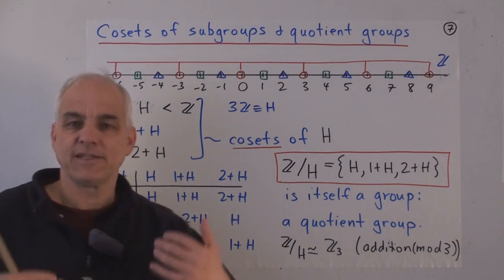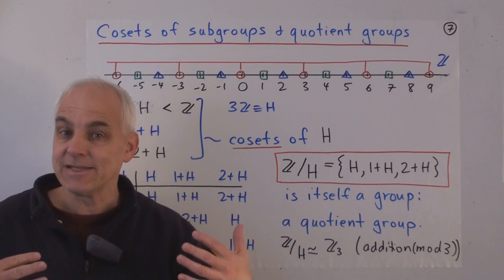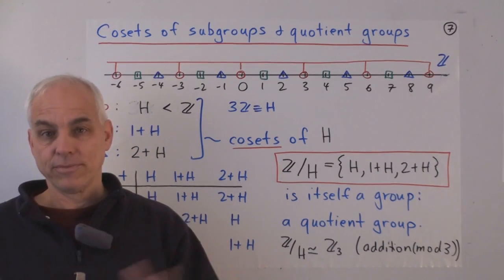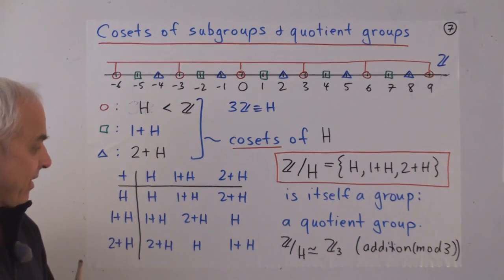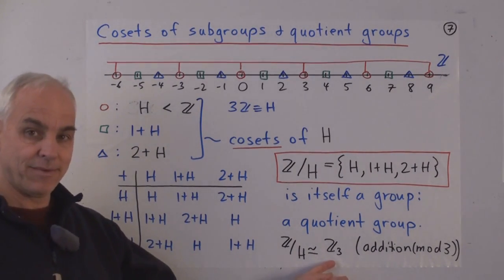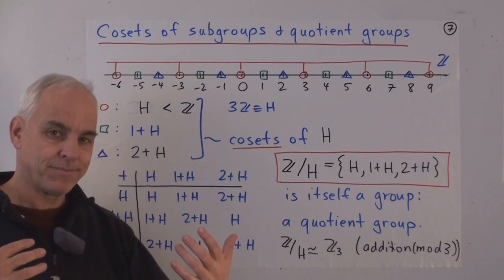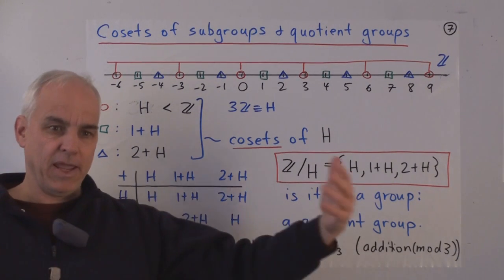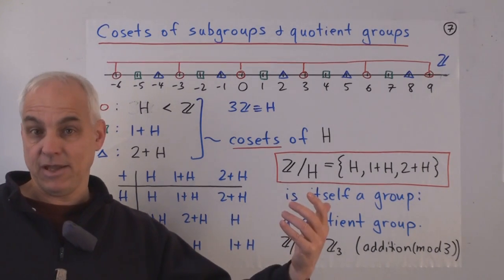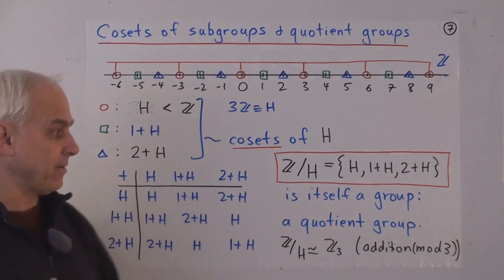So the cosets themselves have a consistent addition, which makes them into a group. Fabulous. So we get this very small group, which is really just Z3, as a quotient of this big infinite group Z by this pretty big infinite subgroup 3Z.